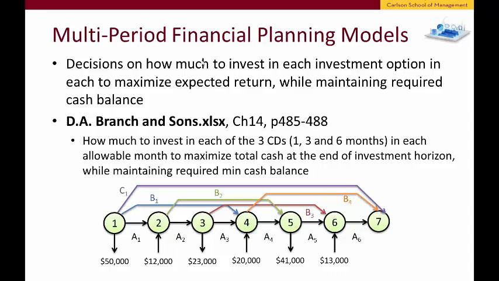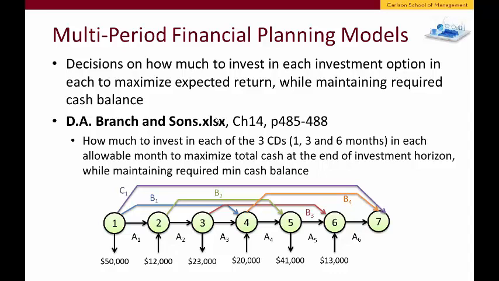These models are concerned with decisions on how much to invest in each investment option or opportunity to maximize the expected return while maintaining the required minimum cash balance, typically. The DA Branch and Sons is the fifth of a set of Chapter 14 models, the template for which is again contained within the reading subfolder of the 04 Applications folder. Although this is the final time I'm going to say this, I'm not going to go through the 8 Chapter 14 exercises in either videos or class. They are great examples you should do on your own as part of your chapter readings.